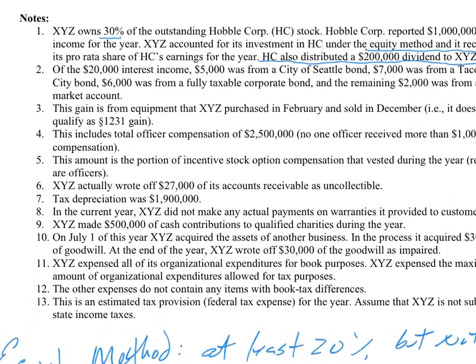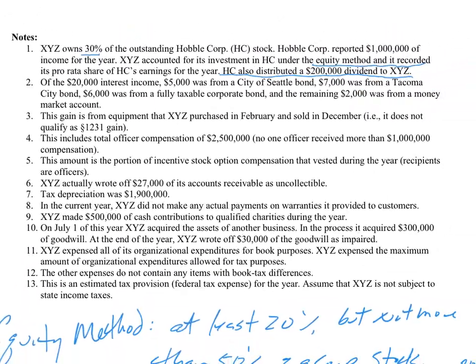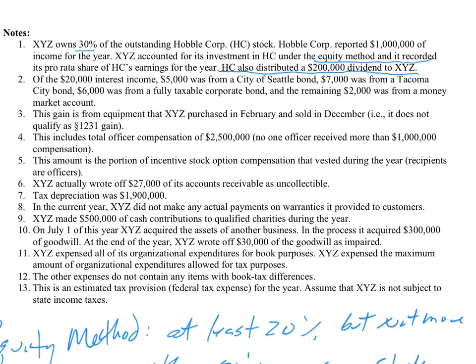So now let's go back. All right, so let's look at the interest income. All right, so we've got $20,000 of interest income. 5,000 was from a city bond. 7,000 was from a city bond. 6,000 was from a taxable corporate bond, and 2,000 was from a money market account. Money market accounts are also taxable. So what does that tell us?